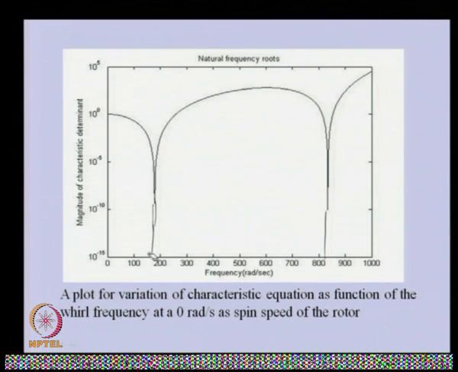So, that means this is one of the natural frequencies of the system. This is the determinant of the homogeneous equation, basically the frequency equation. So, these are the two roots because speed is 0. So, there is no gyroscopic couple, and we are getting only 2 critical speeds or 2 natural frequencies.